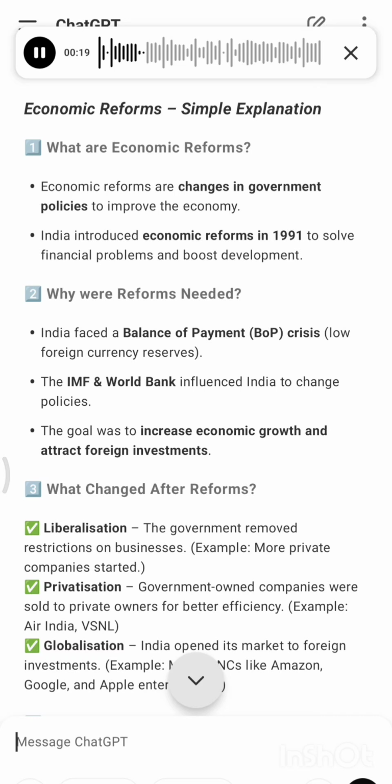2. Why were reforms needed? India faced a balance of payments (BOP) crisis, with low foreign currency reserves. The IMF and World Bank influenced India to change policies. The goal was to increase economic growth and attract foreign investments.